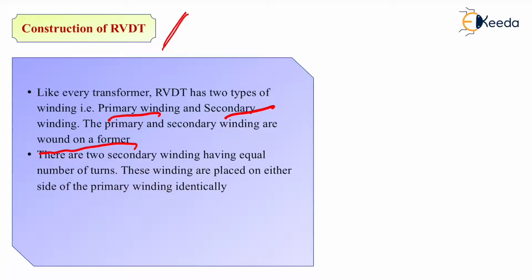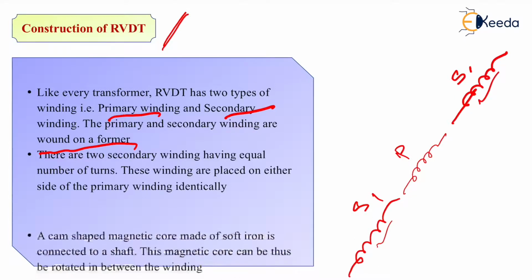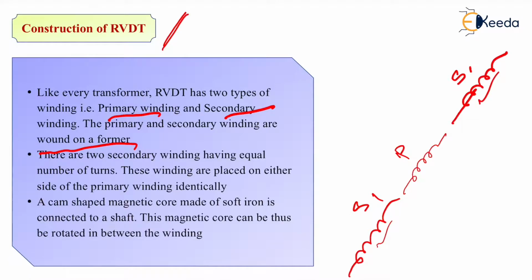So these windings are placed on either side of the primary winding identically. That means if this is the primary winding, the secondary windings are placed on both sides of the primary winding, and these secondary windings have the same number of turns. So the basic difference in the LVDT and the RVDT construction is in the shape of the core. RVDTs have a cam-shaped magnetic core made of soft iron connected to the shaft, and this magnetic core can thus be rotated between the windings.